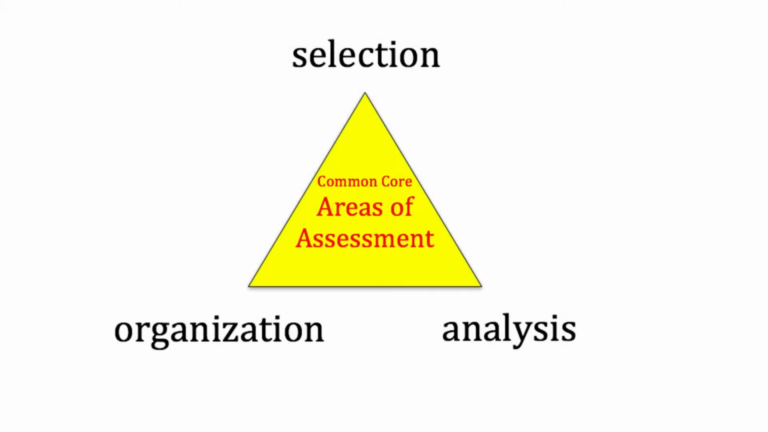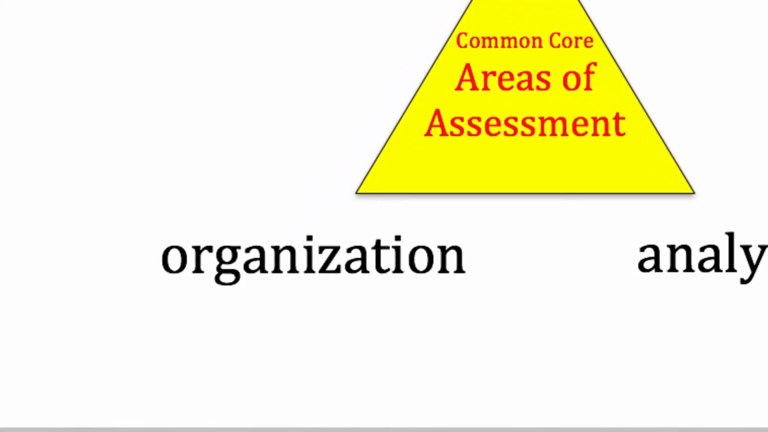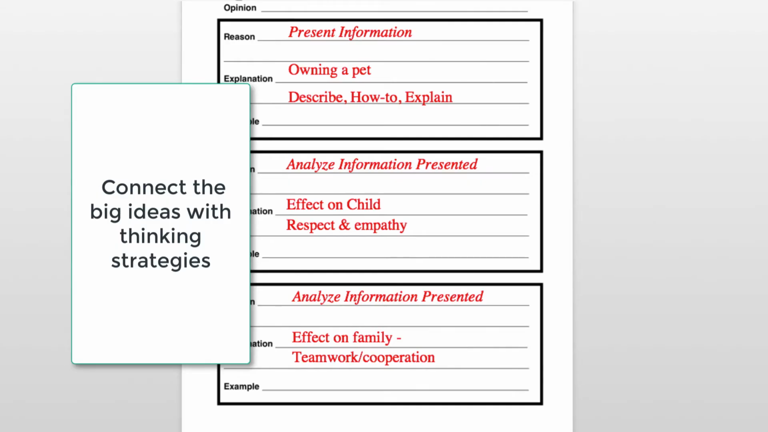The Common Core targets 3 areas of assessment as particularly important: selection, organization, and analysis of relevant content. The older writer must decide on the organization of the essay before selecting which ideas to include. For middle school, the Common Core expects writers to show thinking within the organization of the essay.